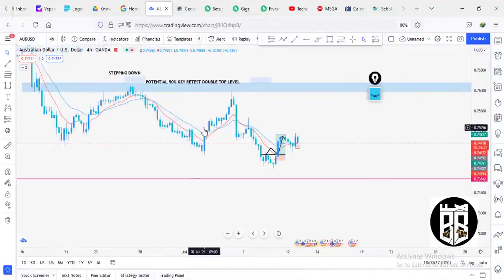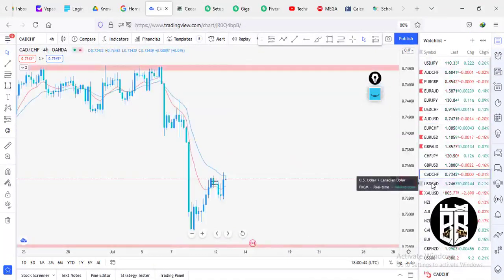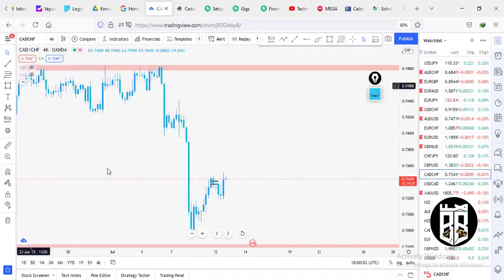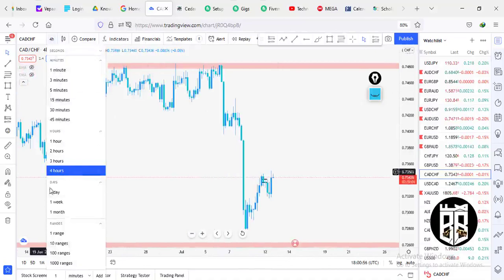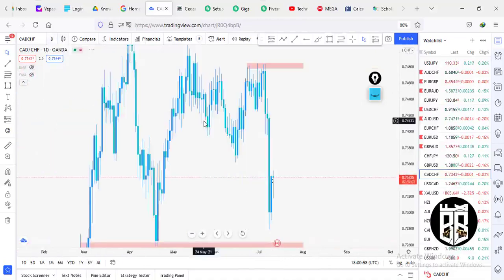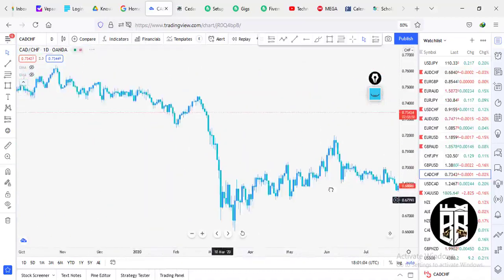Okay, so let's pick a random pair, USD CAD. I will now take out all these indicators and just hide them, so we don't see anything that's coming up. Let's go to the daily chart, for instance. Okay, so let's go back in time.